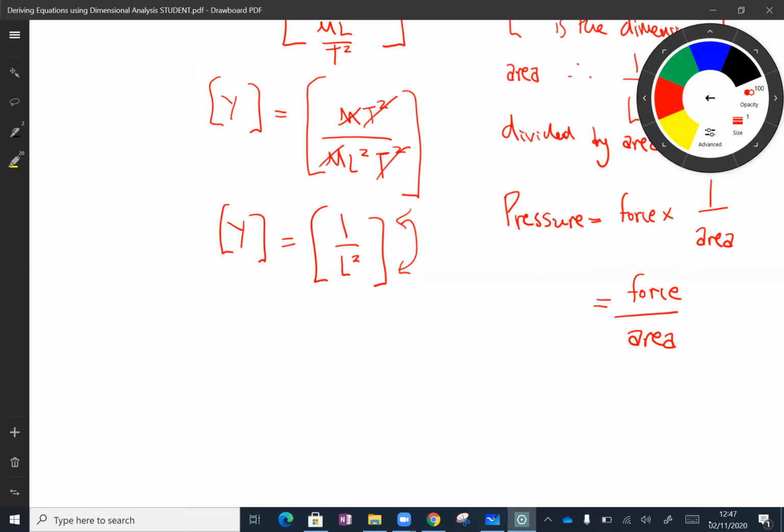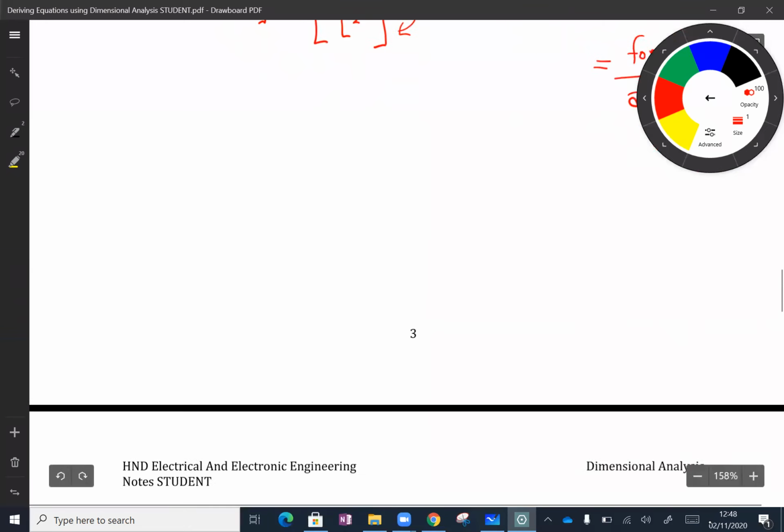So just look up the equations if you don't know them. Some of them you might know, and just make sure you derive the correct one.